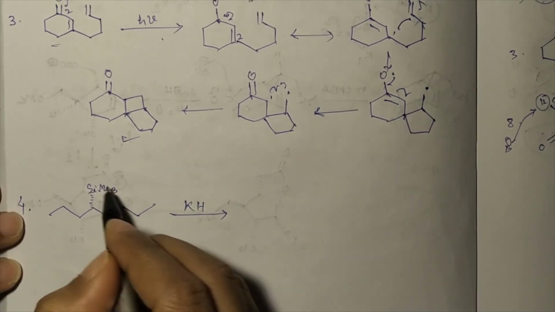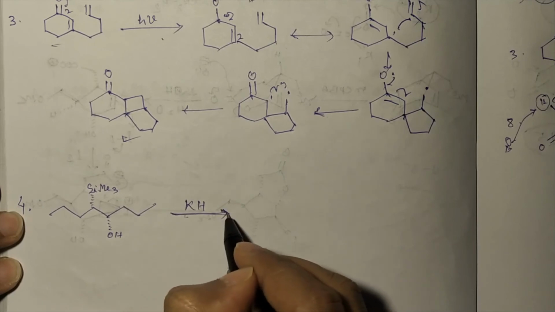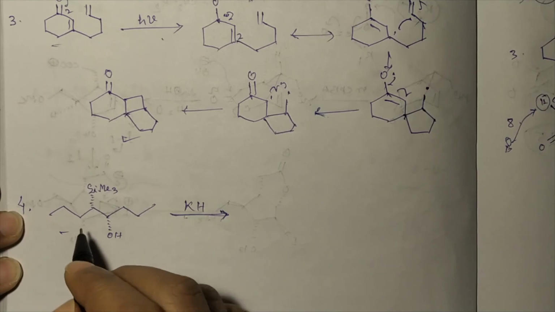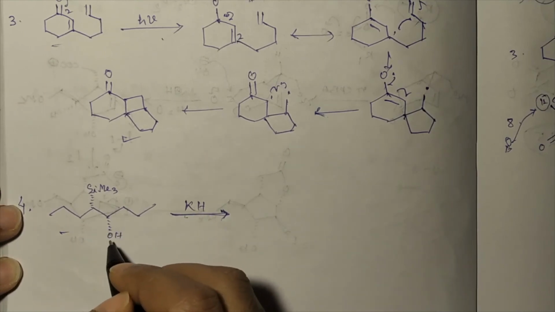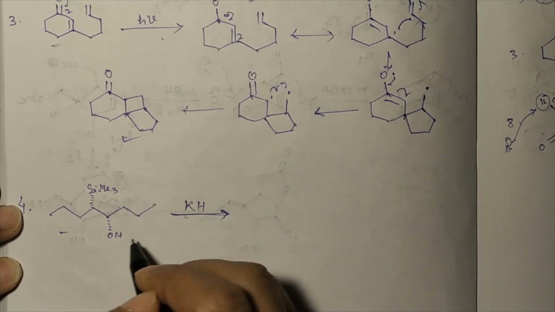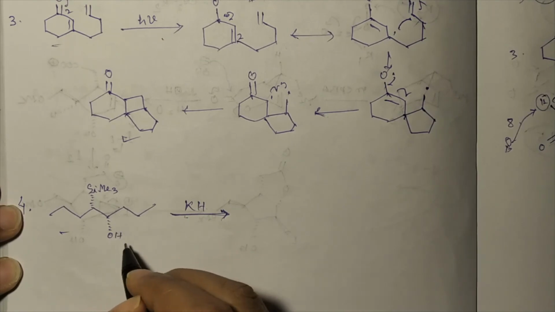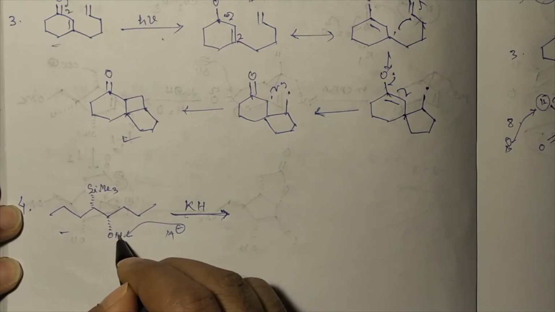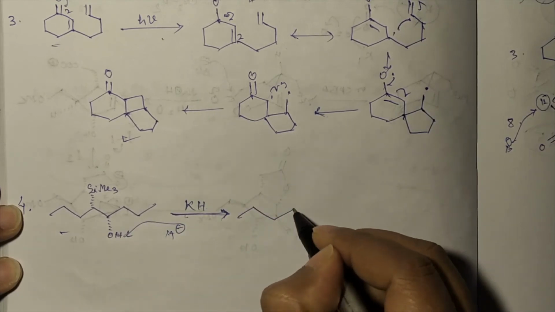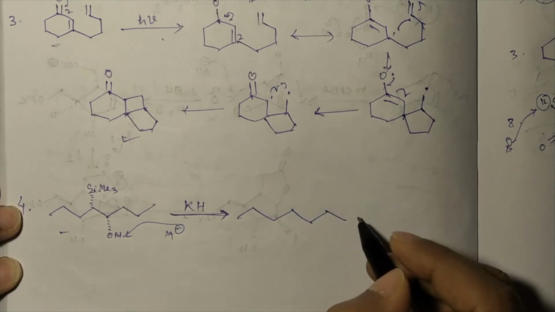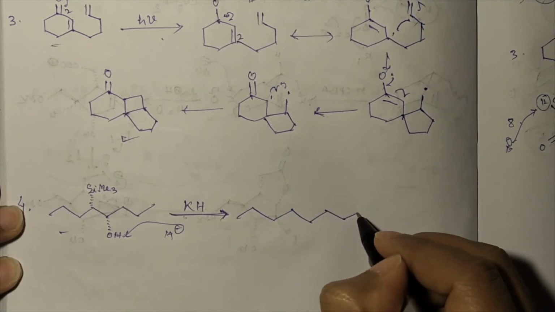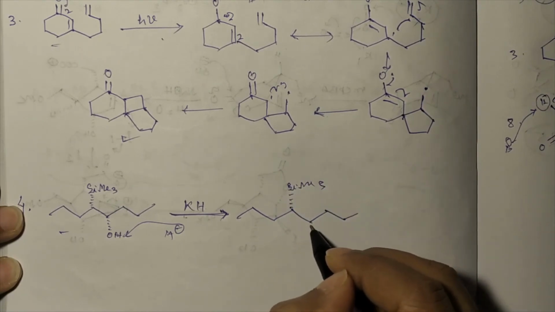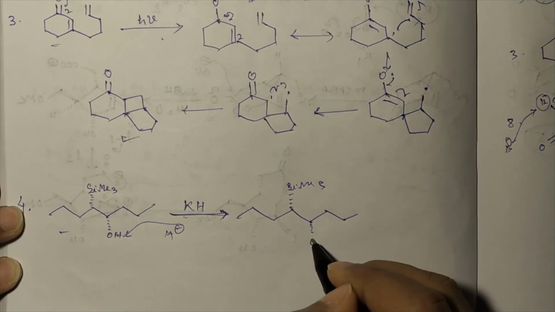Another reaction, if this substrate is treated with potassium hydride, then what will be the product? This is the Peterson reaction. So what will happen here? Here first this hydride will take one of this proton and it will be converted to O minus, SiMe3, this is O minus.